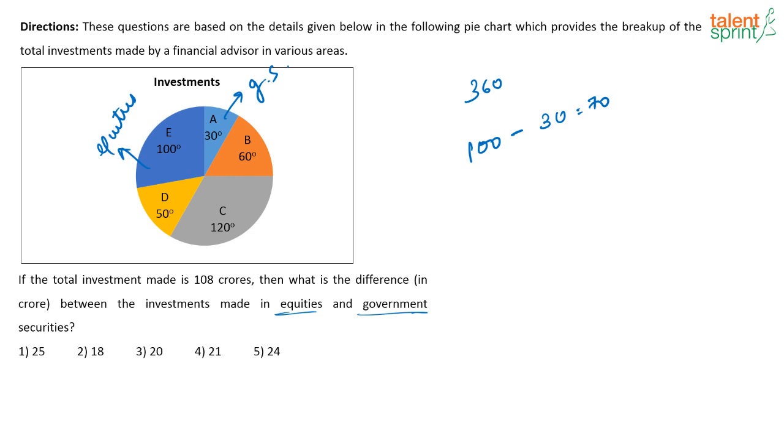Okay, and what is the total investment here? 108 crores. See, if 360 was the total investment, then the difference between these two is 70. Now here the total investment is how much? It is 108 crores. So what is the difference? Find that out.